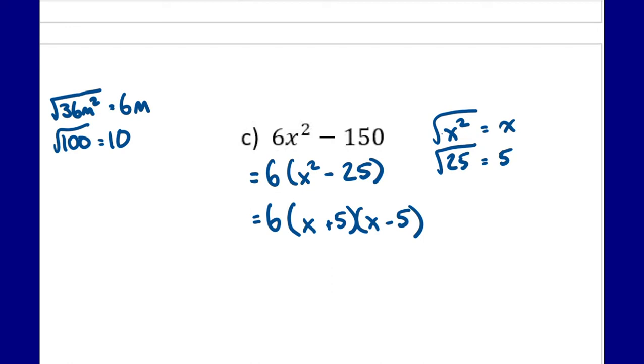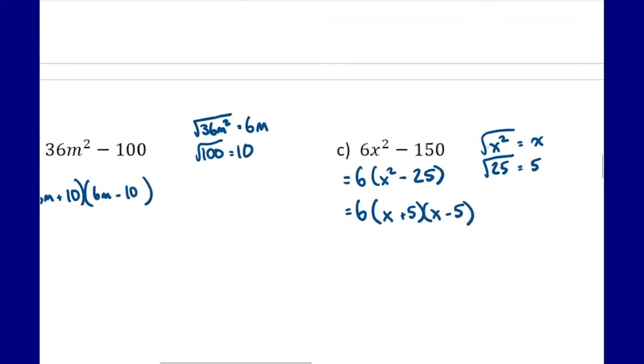So in some cases we may have to common factor first before we find a difference of squares, or before we use that pattern or relationship.